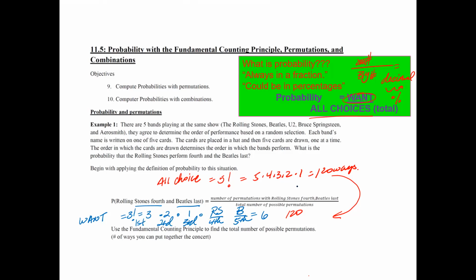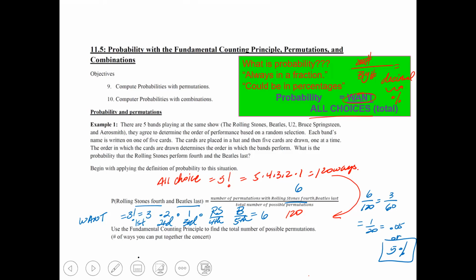So how do you set this up? You have a 6 divided by 120, which is going to be reduced to 3 over 60, which is going to be reduced to 1 over 20. And if you plug that into the calculator, it is going to be 0.05 or just 5%. And that is your answer. Take a moment to copy it down, soak it in, scratch your head to see if that makes sense.